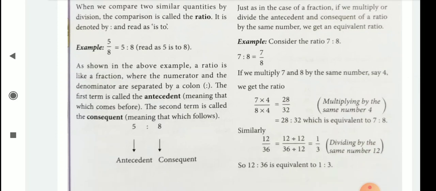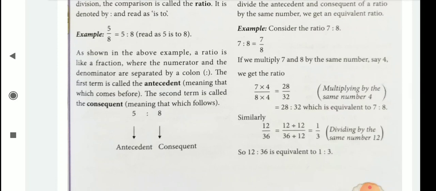28/32. Okay. If we convert this 28/32 into simplest form, then we get 7:8. Then here, divide by the same number. If we divide by the same number or if we multiply by the same number, then we get the equivalent ratios.